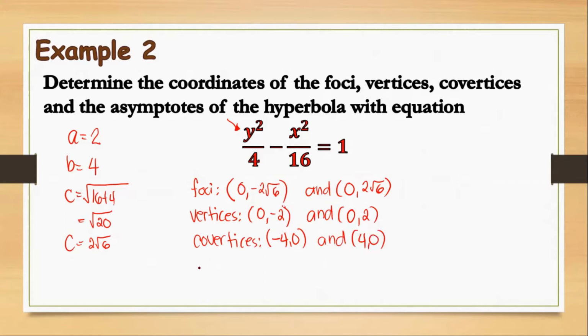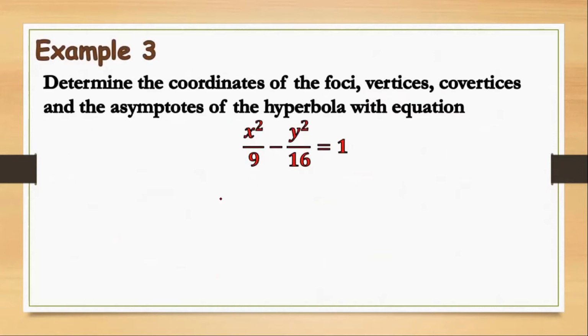And lastly, our asymptote. That will be y equals, so our a here is found on the y-axis, so that is our rise, positive negative 2 over 4 x. Or that can be considered as y equals positive negative 1 half x. That will be the equation of our asymptote.